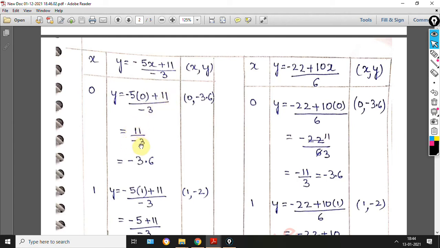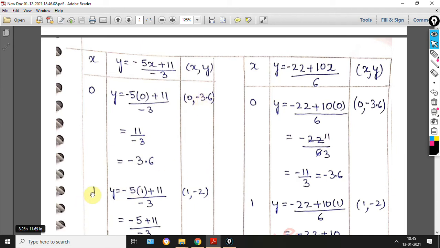So the minus sign stays as it is, and when we divide 11 by 3, we will get 3.6. Here we have to write the x and y values. How much is x? 0, comma. How much is y? Minus 3.6. So we write minus 3.6.